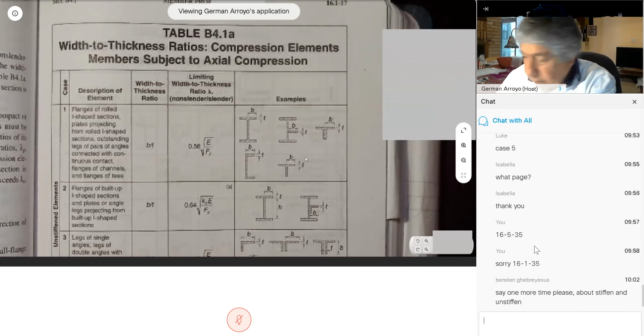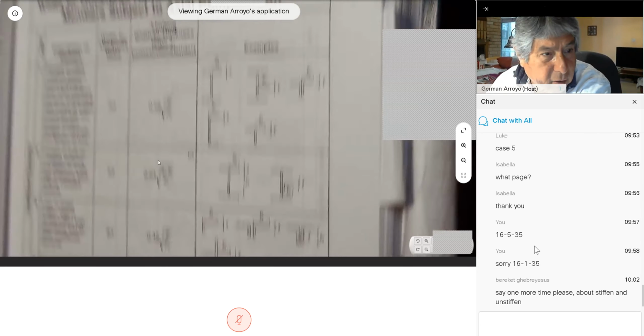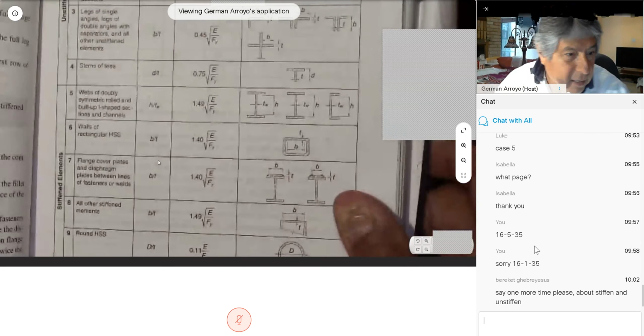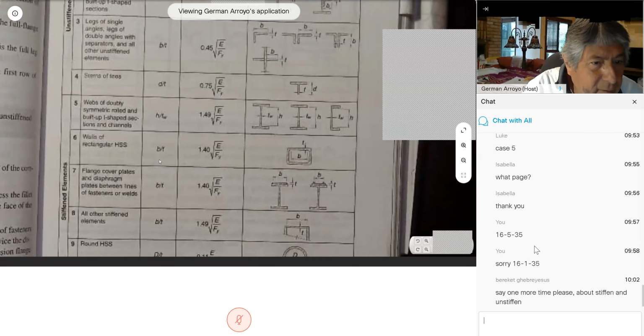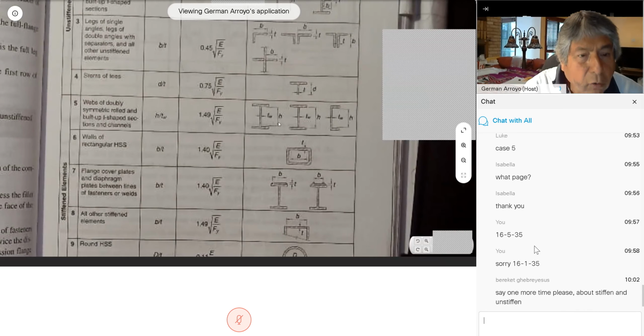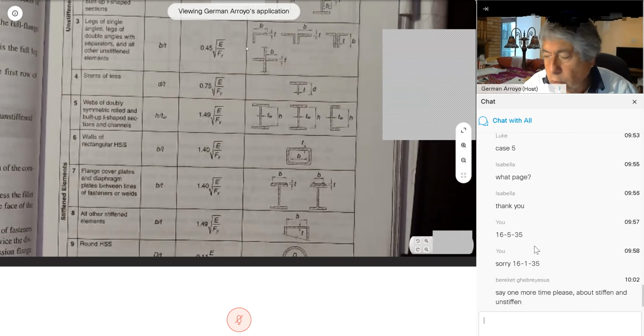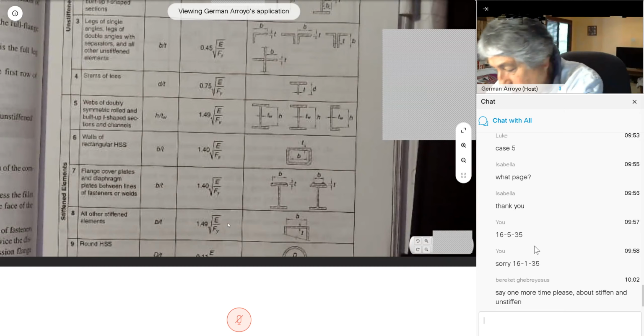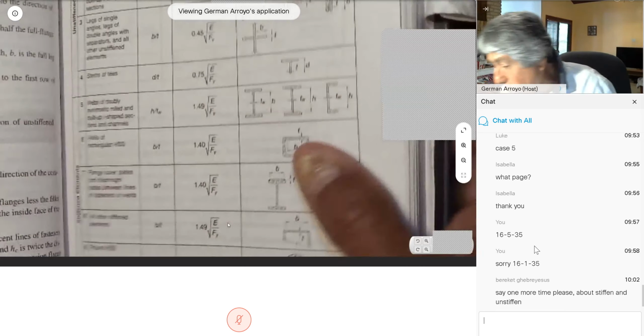And we're going to be using also case 5, h over t_w. And h is indicated in here. So we're going to use it to check local buckling. So this is a table that you need to be able to use.